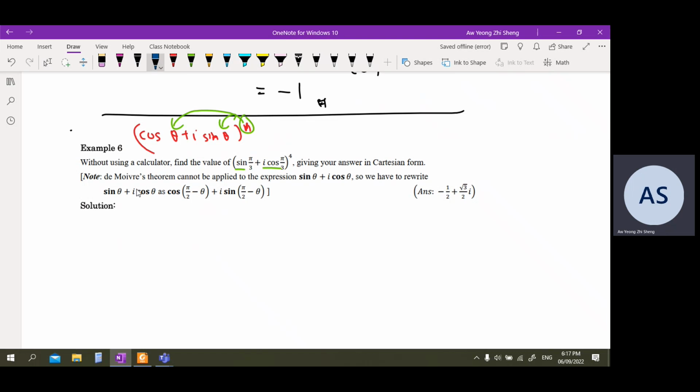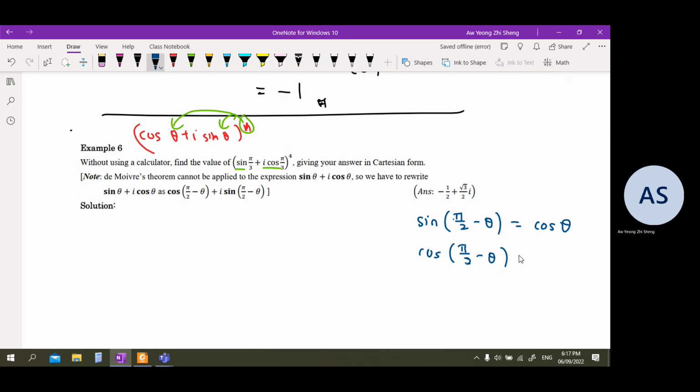Okay, so the hint here tells you that you can use the complementary angle identity that you have learned before in the trigo chapter. Let's recall that sin of (pi/2 minus theta) is the same as cos of theta. Cos of (pi/2 minus theta) is the same as sin of theta. And we have a complementary pair between sin and cos.